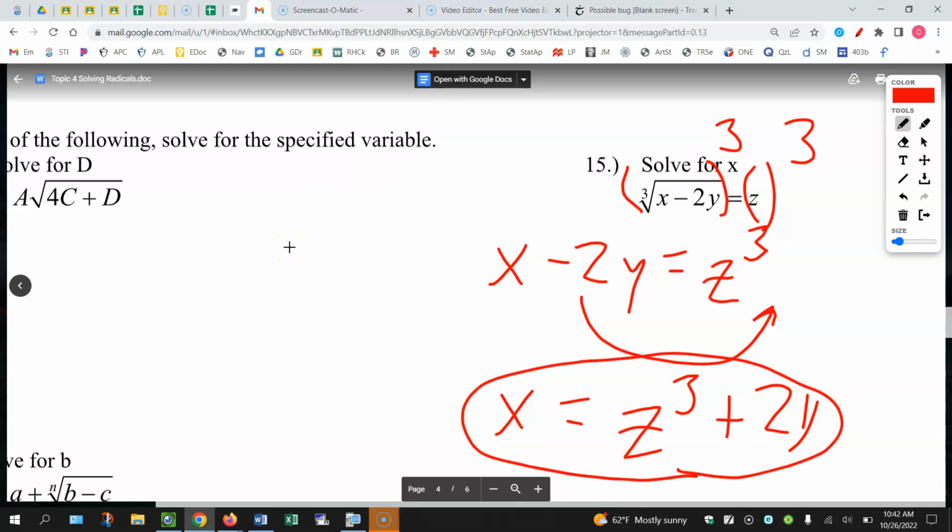Okay, so at this point of the lesson, we've learned two skills: how to solve a radical equation for x, and now how to solve a radical equation for a specific variable or letter when it's basically all letters.